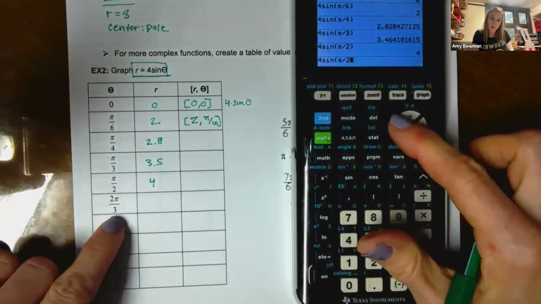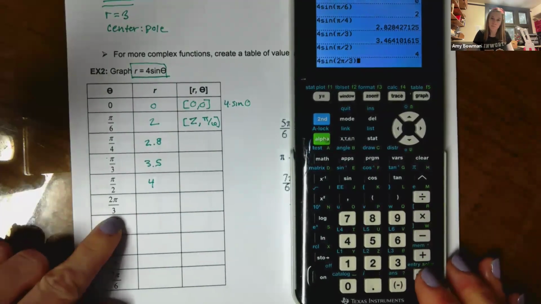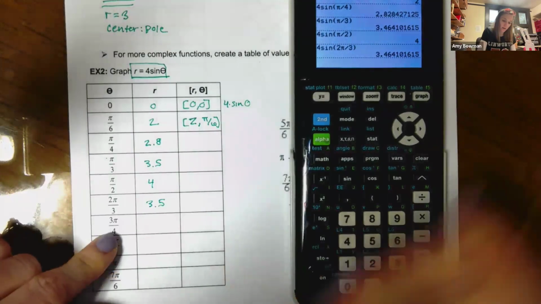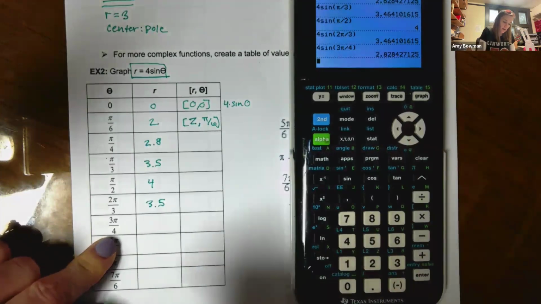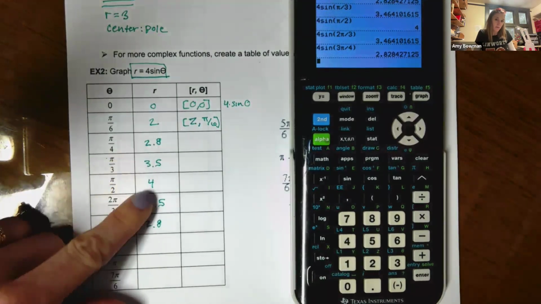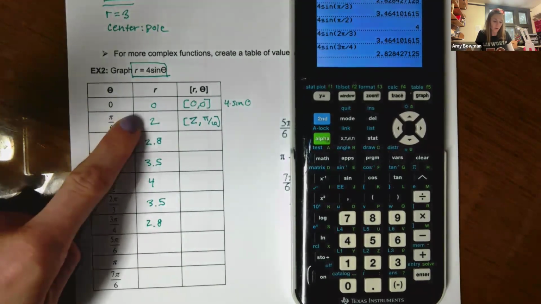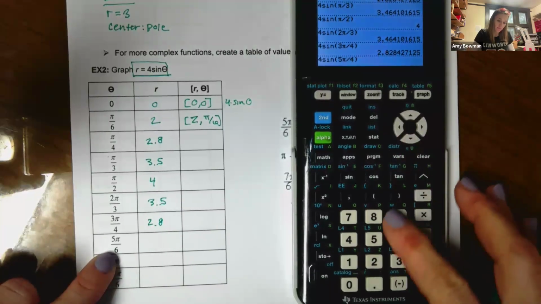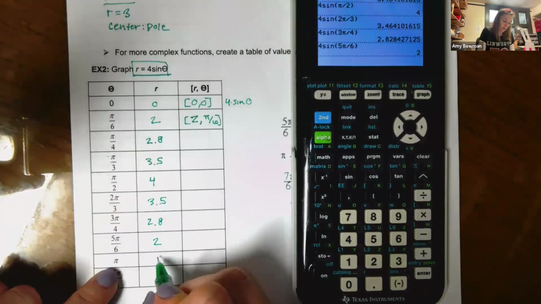Second entry, my next rotation for theta is 2 pi thirds. So 2 pi thirds, I get 3.5. Continuing on, we've got 3 pi over 4, 2.8. So you're noticing hopefully some symmetry here. So we had 2.8, 3.5, 4, 3.5, 2.8. Take a guess at what the next one's going to be. It's probably going to be 2. So we've got a second entry, 5 pi over 6. There we go. Sine of pi is 0. So that's definitely going to be 0.